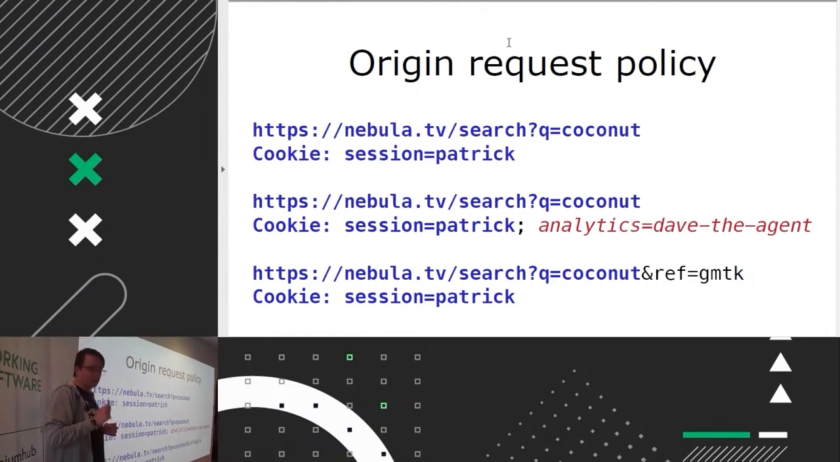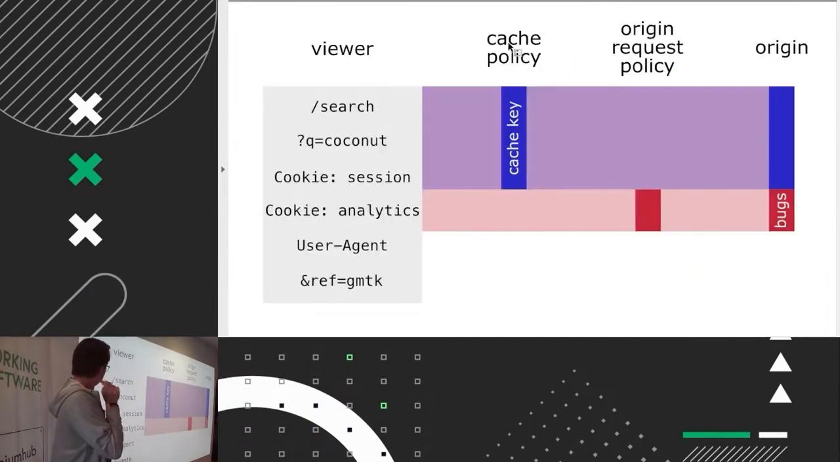analytics cookie, which leads to a lot of bugs, because if some data is not included in the cache key but is included in the origin request policy, then the behavior is basically undefined. Whoever got to the server first, whatever browser or whatever analytics cookie, will occupy the URL for however long you set up your caching. So if you are using CloudFront, just avoid origin request policy.